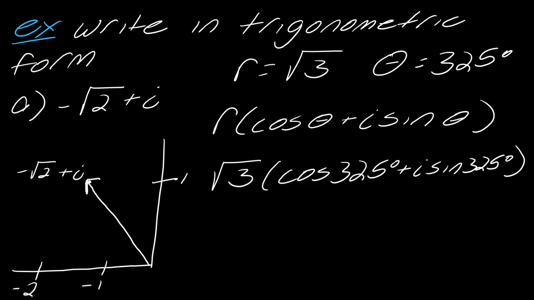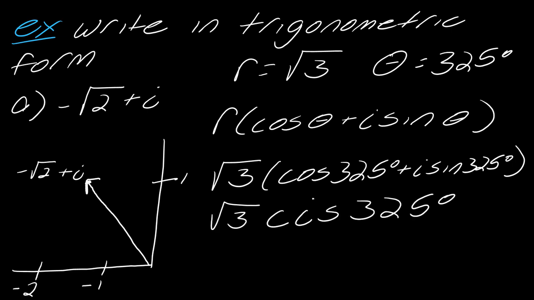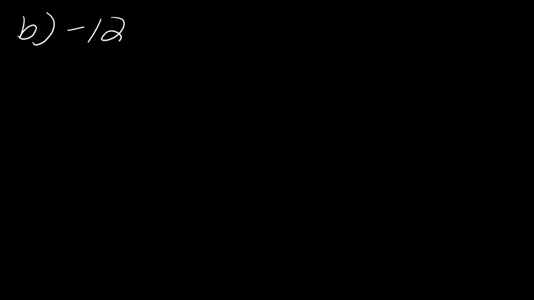So I replace my R with the square root of 3, and I replace theta with 325 degrees. Bada bing, bada boom, you're good to go. And then don't forget I told you about that shortened form, so I could rewrite all of this as square root of 3 CIS 325 degrees. Okay, so let's try this again.